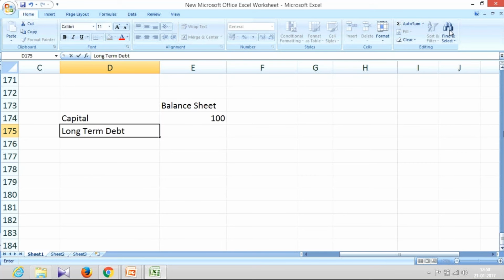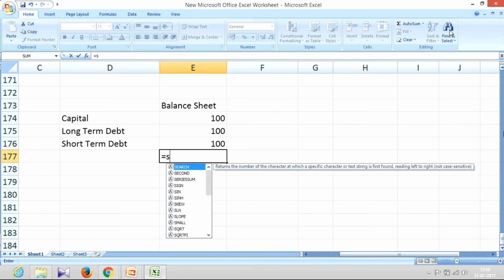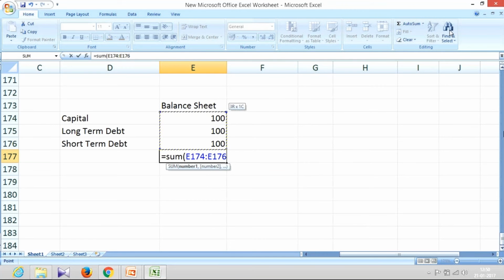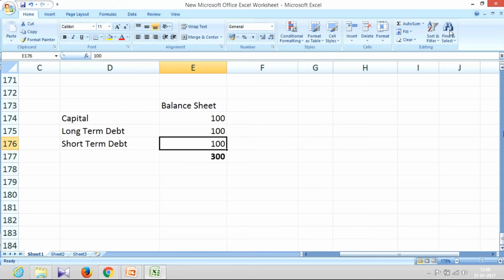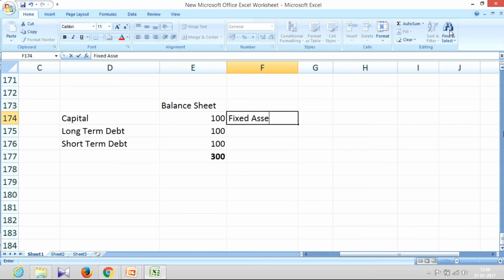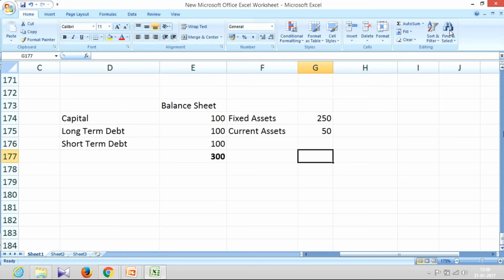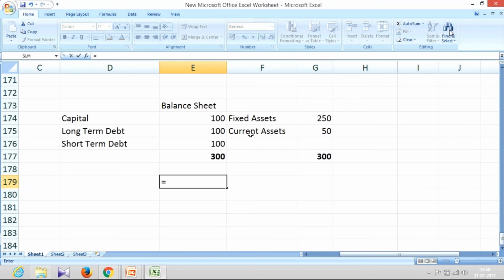So this is a scenario where I have total liabilities of 300 and my total assets, let's say my fixed assets are 250 and my current assets or short-term assets are 50. So what is my total assets? My total assets is also 300. Here, if you notice, my current assets are 50, whereas my short-term debts are 100, and if I calculate the net working capital, it is 50 minus 100, that is minus 50.